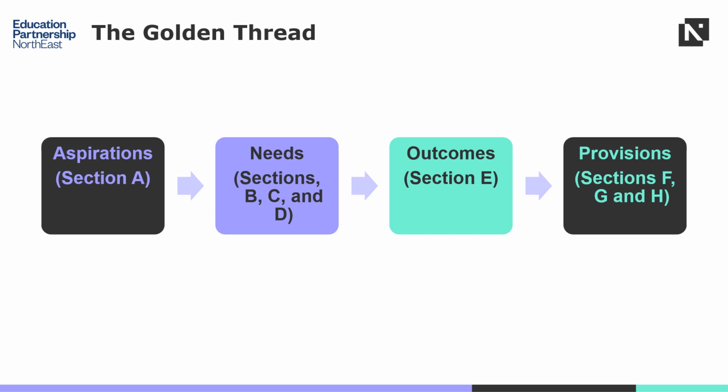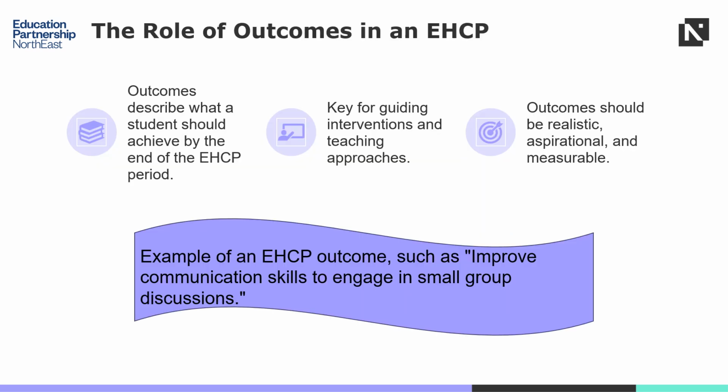So the sections are grouped generally into four categories, which are commonly referred to as the golden thread. So the four different categories are the aspirations, which section A sits in, the needs section, which is sections B, C and D, the outcomes section, which is section E, and the provision. So in the provision section, we have section F, which is the legal part of the document, G and H.